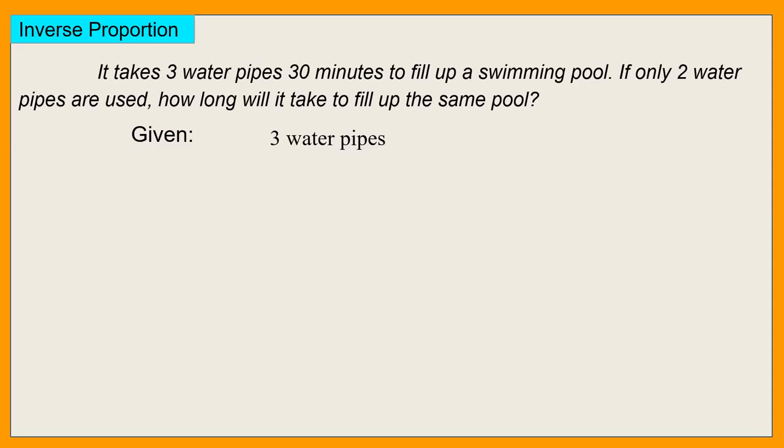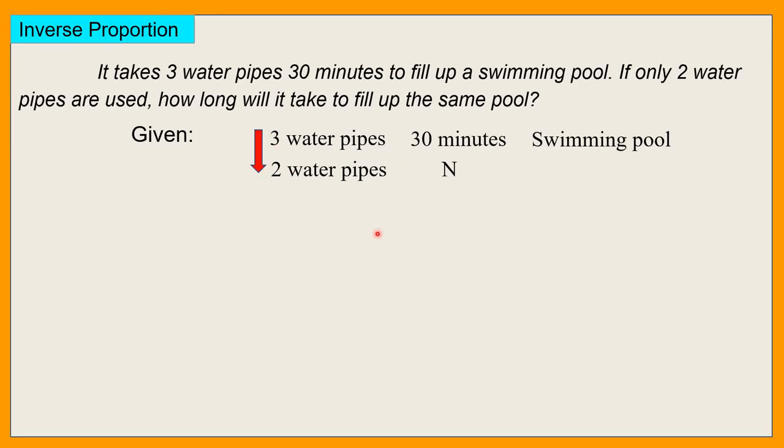So, given natin dito is 3 water pipes, 30 minutes. At anong gagawin ng 3 water pipes in 30 minutes? Pupunuin ang swimming pool, di ba? Kaya lang, kung 2 water pipes na lang, ilang minutes na lang daw. So, ano yung hindi nagbabago dito? Okay, so yung hindi nagbabago dito ay yung swimming pool. Parehong swimming pool lang ang pupunuin, kaya lang 2 water pipes na lang. So, this is an inverse proportion.